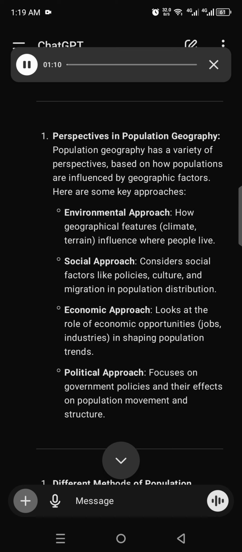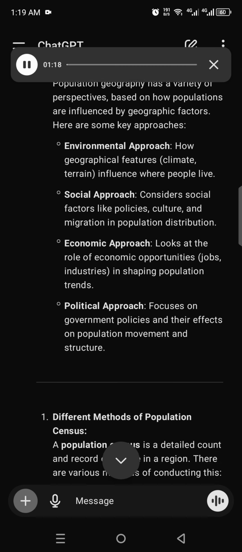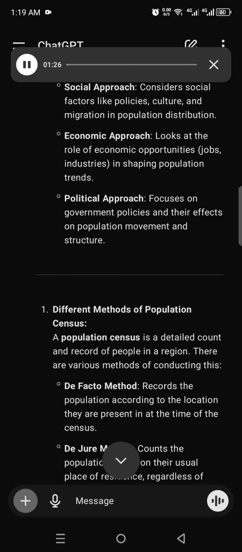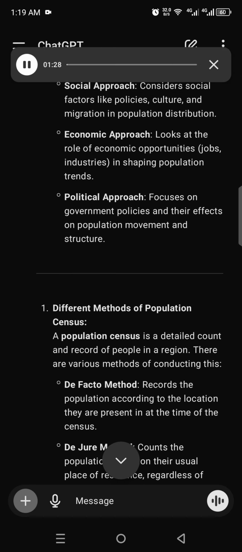Economic approach: looks at the role of economic opportunities, jobs, industries in shaping population trends. Political approach: focuses on government policies and their effects on population movement and structure. 8. Different methods of population census. A population census is a detailed count and record of people in a region. There are various methods of conducting this.